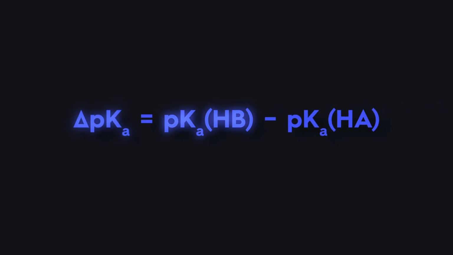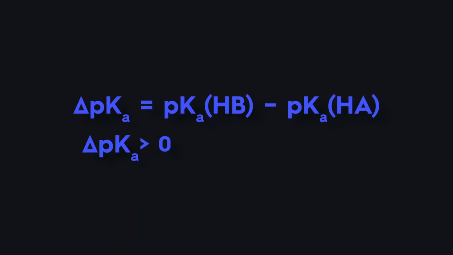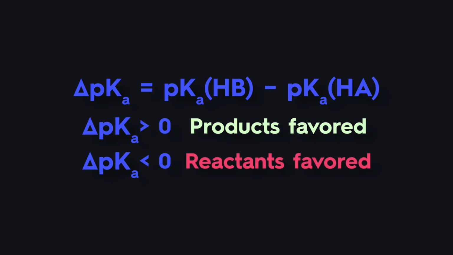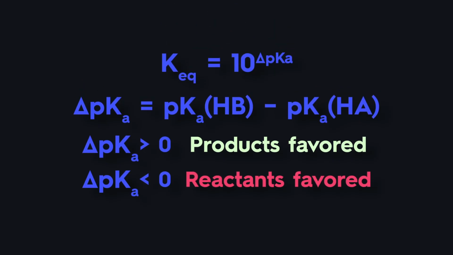ΔpKa equals the pKa of the conjugate acid on the product side, or HB, minus the pKa of the acid on the reactant side, or HA. If ΔpKa is greater than 0, products are favored. If it's less than 0, reactants are favored. And as a rough estimate, the equilibrium constant is about 10 raised to the ΔpKa.